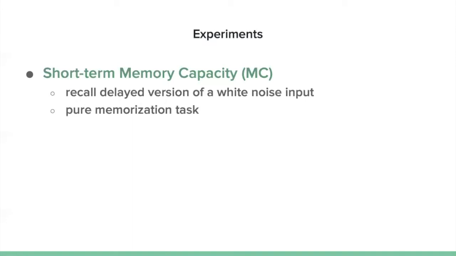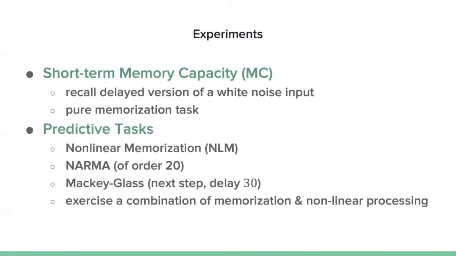And we use this as a purely memorization task. And then we also consider 3 more tasks that we call predictive tasks: the nonlinear memorization, NARMA 20 and Mackey-Glass 30. The aim here is to exercise memorization together with nonlinear processing of the temporal information. All details on these data sets, the equations, the experimental settings are fully reported in the paper.